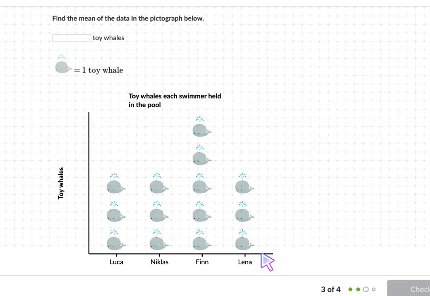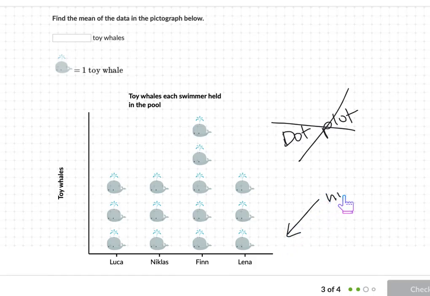You also notice a pictograph doesn't have numbers on the bottom. So this right here is not a dot plot. Okay? Dot plot has numbers on the bottom. So pictographs use pictures, and so they're kind of like bar graphs in that they don't have numbers on the bottom as well. They have categories. Okay, but we're going to treat it as if it's a dot plot. Each of these whales represents one toy whale. So find the mean of the data in the pictograph below. Pause the video and try it on your own first.